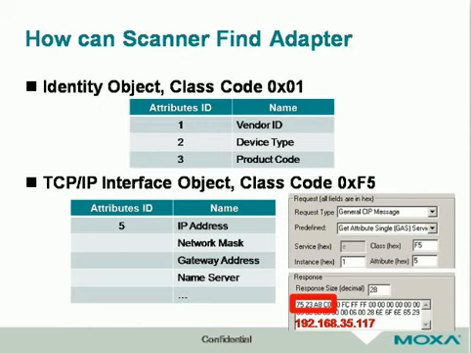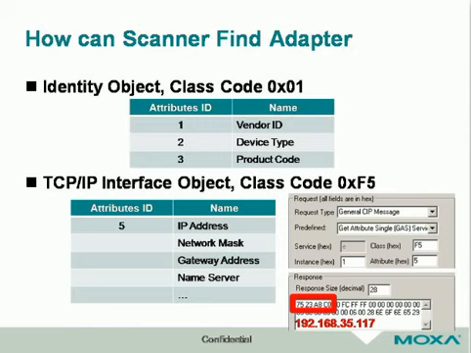The first is the basic information of the adapter, which is recorded in the identity object with the class code 01. The class code is a hexadecimal value unique to an object. Use the class code to identify the object class when accessing objects in devices. The identity object provides the general information about the device, including the vendor ID, device type, and the product code.